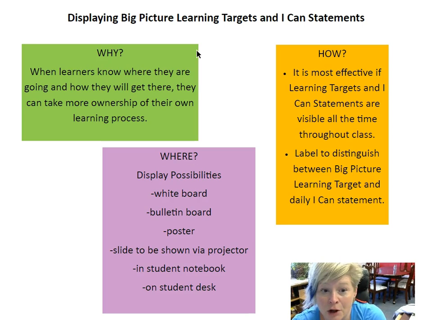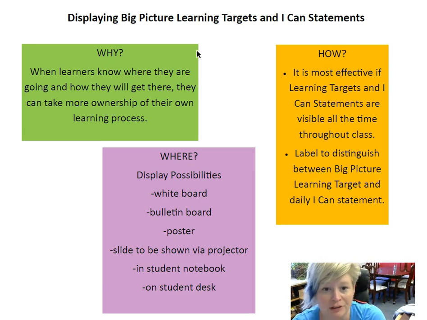It's because when learners know where they're going and how they're going to get there, they're able to take more ownership of their learning process. You have to admit, I'm sure the same is true for you. When you go sit down to a PD, what is the first thing you want to know? What's the agenda? What are we going to do? Because that helps guide your thinking about how you're engaging in what's going on.